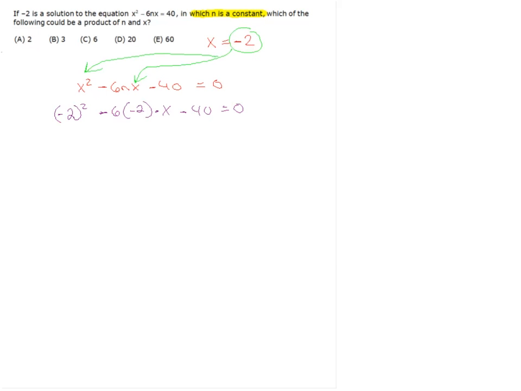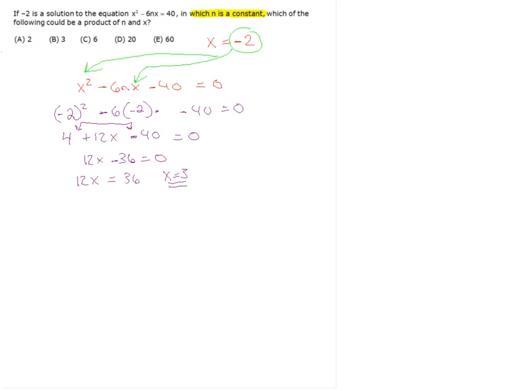So we see that when we do the math there, we can end up getting a value for n. We have a +4 plus 12n minus 40 is 0. So what we want to do here is combine the 40 and the 4. We get 12n minus 36 is 0. We get 12n equals 36.